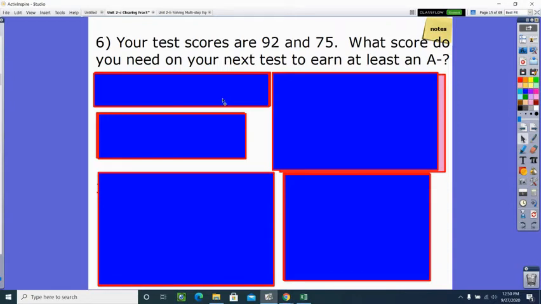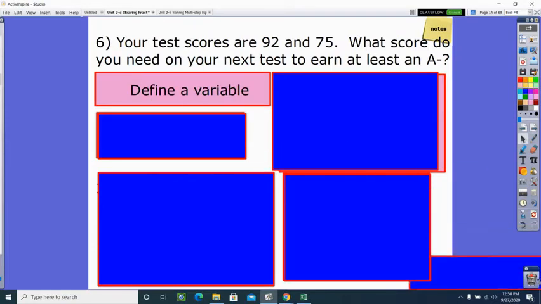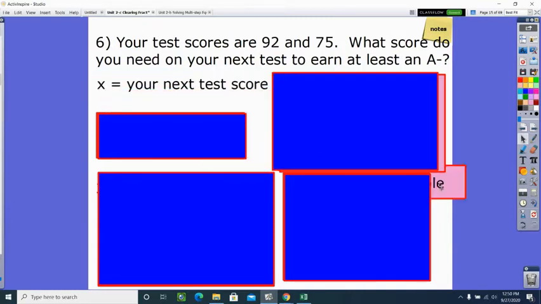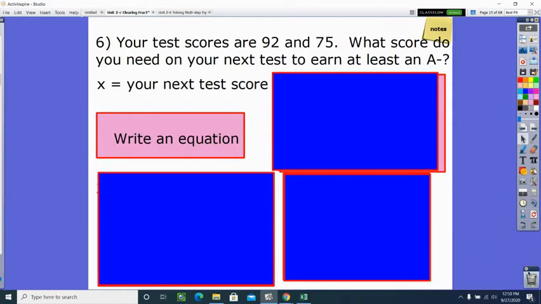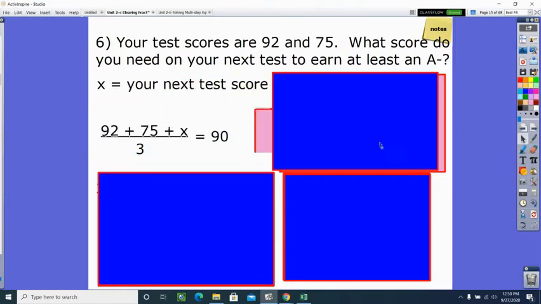So the first thing we're going to do is read our question, and that's going to be our unknown. So I'm going to define a variable, and you can pick any one right now that's going to represent that next test, basically. So I'm going to let x be the next test score. Now, in order to find an average, don't you take the 92, the 75, and then there's going to be this 3rd score? You would add them together and divide by 3, right? So you would add all your scores up and divide by 3. So I'm going to write my equation. That's my 2nd step when I'm doing application problems. And then, of course, I'm hopefully going to equal a 90.